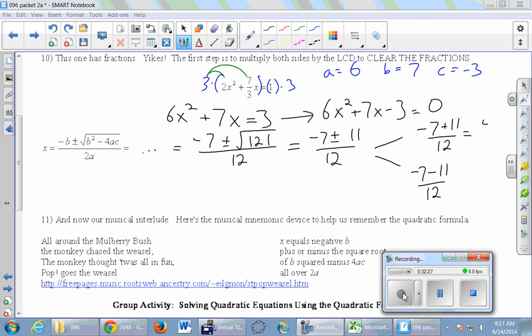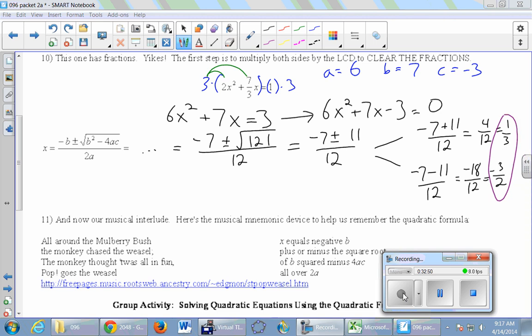-7 plus 11, that's 4. And it's divided by 12, and we reduce at this stage. 1/3. And then down here, -7 minus 11 is -18 over 12, which reduces to -3/2. And we have our 2 answers. Normally there'll be decimals, they'll be really messy with radicals still left in them, but in this case, they cleaned up and we just get 2 nice fractions.